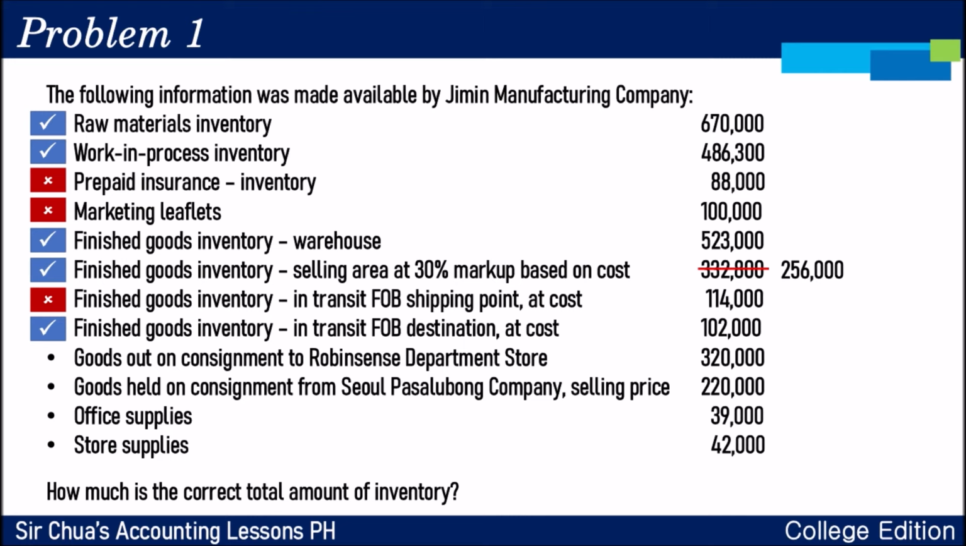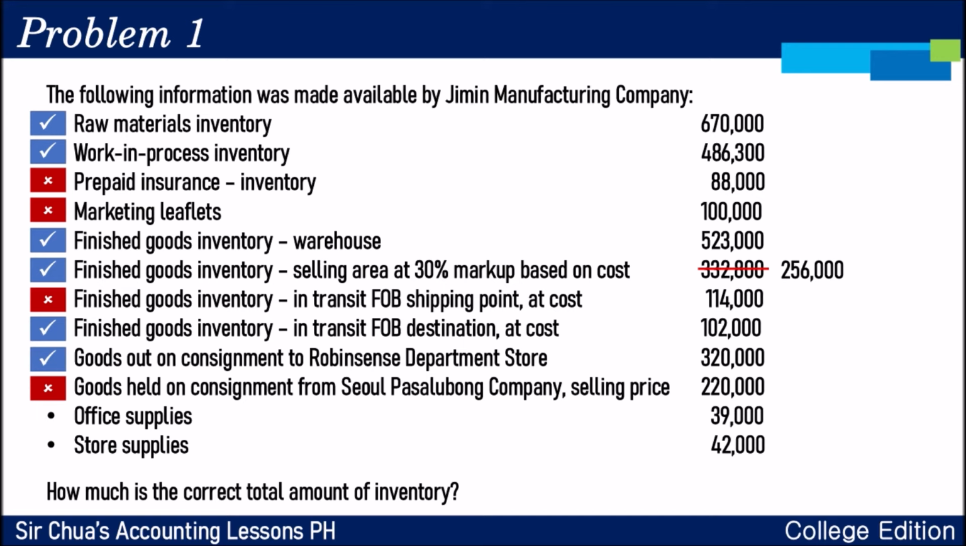Goods out on consignment to Robinson's department store. So, meron tayong products na pina-consign natin, nakipwesto tayo kay Robinson's department store. Although physically, nasa Robinson's department store siya, pero atin po yan. Tayo po ang may ownership niyan. Pero, yung nagpa-consign po sa atin from Sole Pasalubong Company, goods na hawak po natin yung goods nila, the selling price of 220,000, hindi po atin yan, syempre, okay?